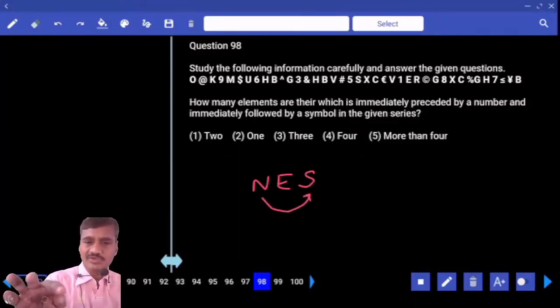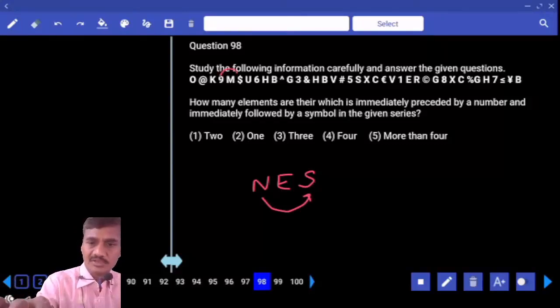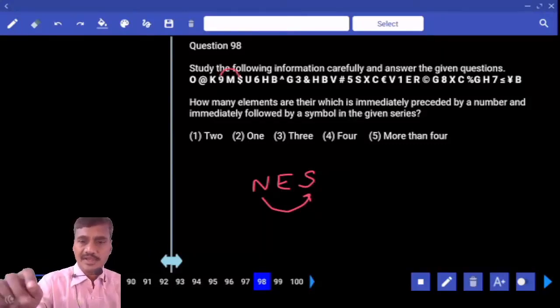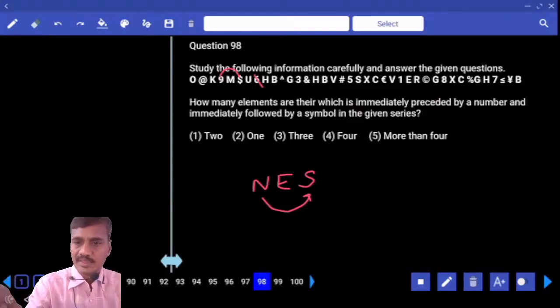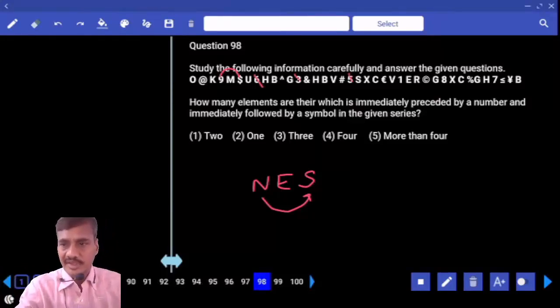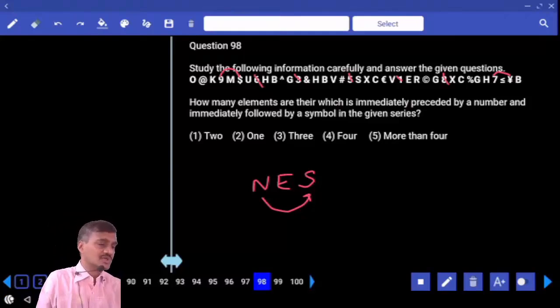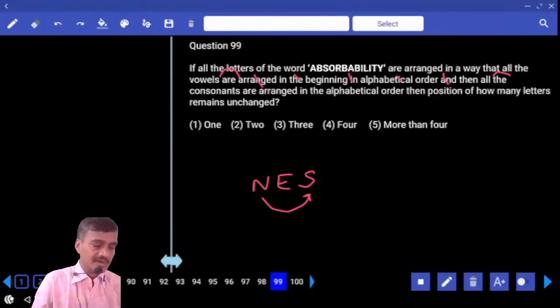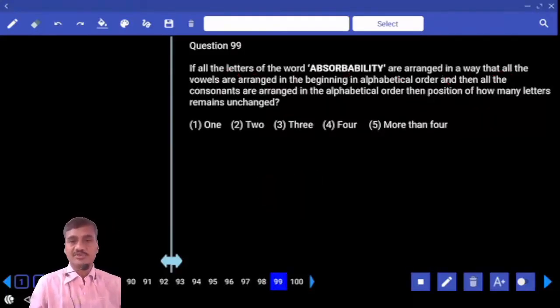Look at the number and a symbol sequence. Is there a number and a symbol or not? Number and a symbol. And next one, no number and a symbol. Next one, no number and a symbol. Number and a symbol not possible. Number and a symbol, number and a symbol. Hence how many do we have? 2. 2 is the choice. Clear? And 99. Now this 99 is based on a separate question.